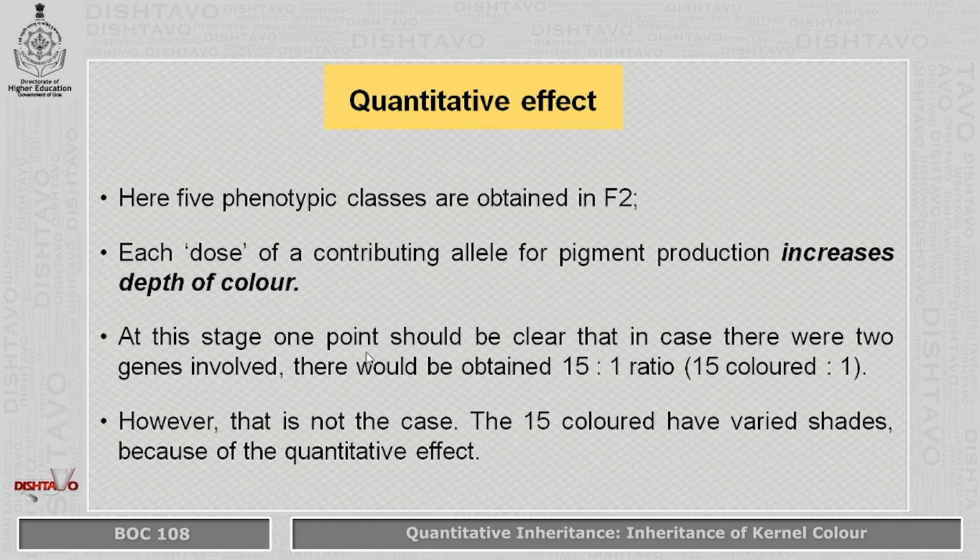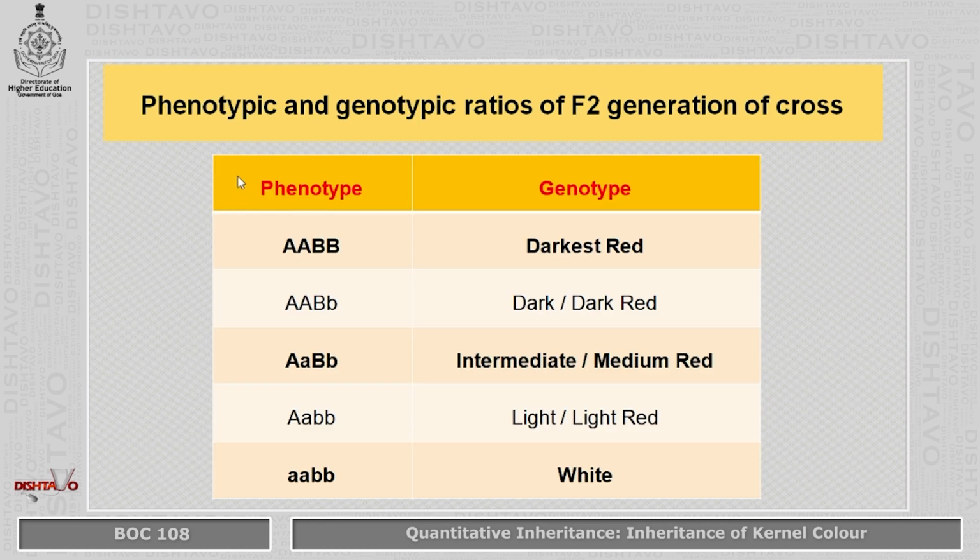At this stage, one point should be clear, that if it was not quantitative effect and if it was qualitative effect, the ratio would have been 15:1, where 15 colored is to 1 white. However, that is not the case, because the 15 colored ones have varied shades, and those varied shades are because of the quantitative effect. So, here are the phenotypes and the genotypes of the F2.